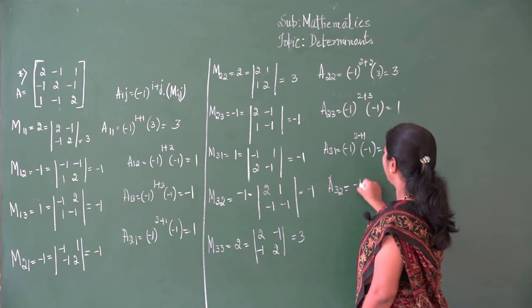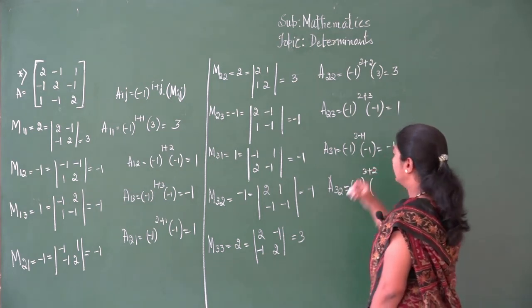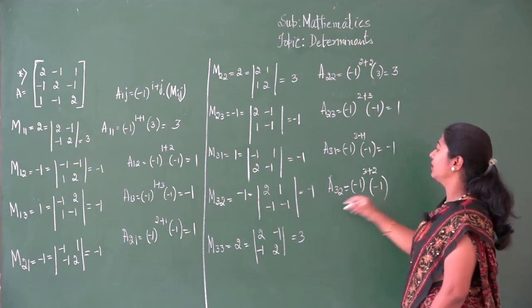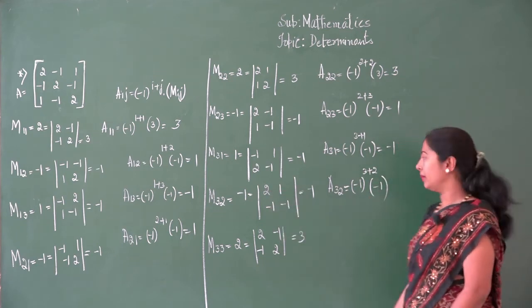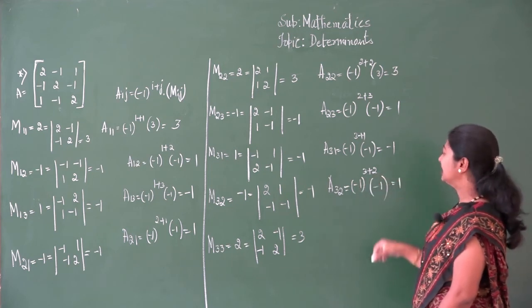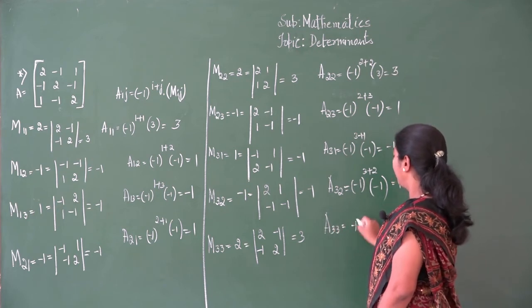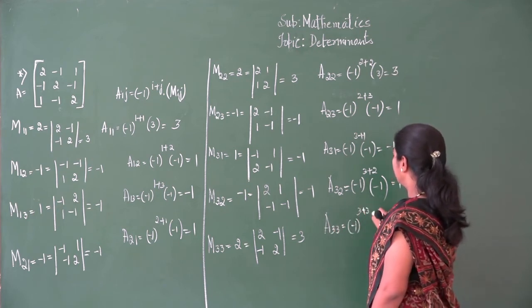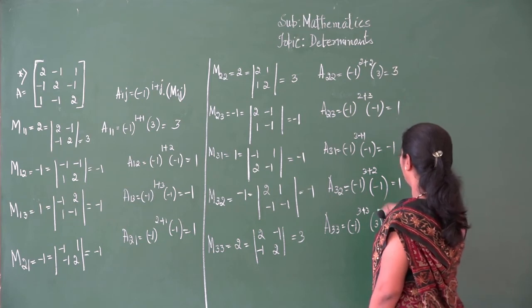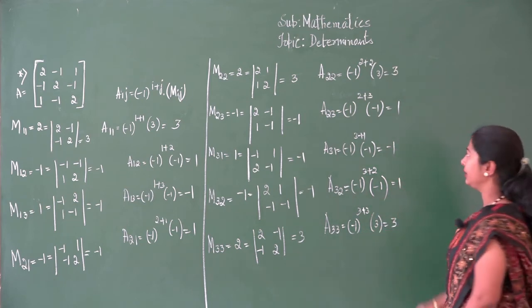A32: minus 1 to the power 3 plus 2 into minus 1. So, minus 2 plus 1 will be minus 1. Minus 1 to the odd power is minus 1. Minus into minus is plus. A33: minus 1 to the power 3 plus 3 into 3 will be 3 itself. That is M33.